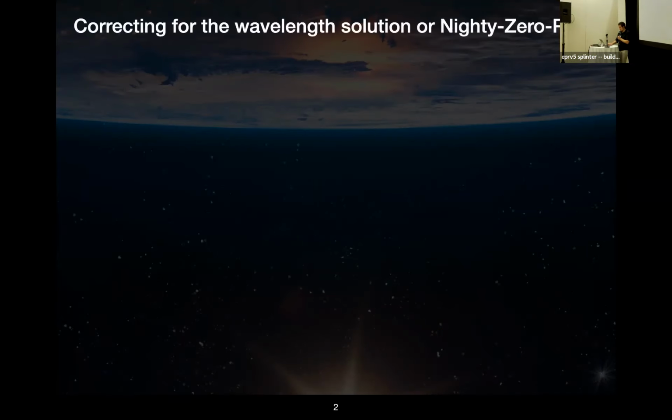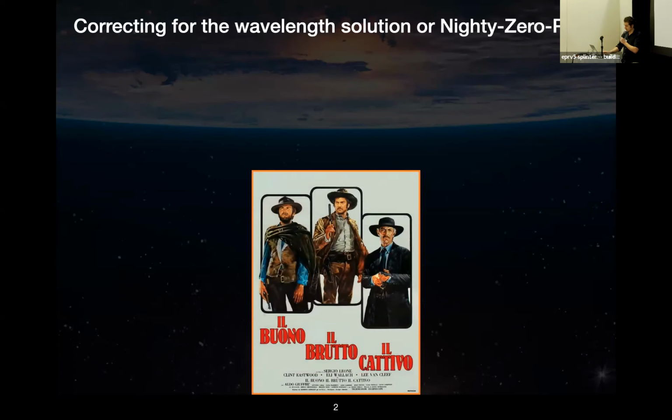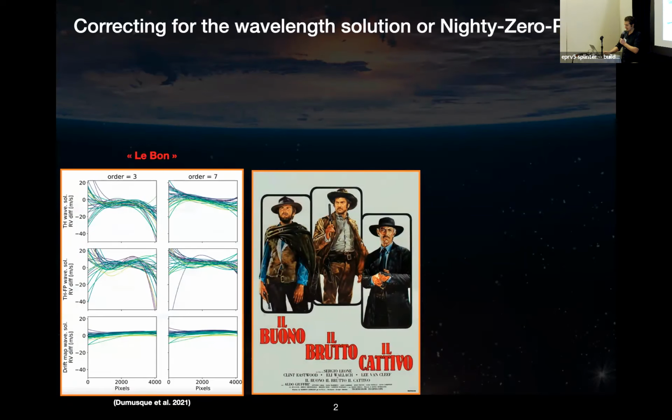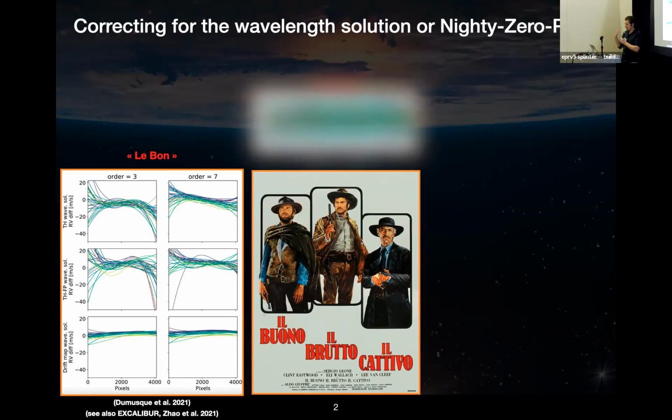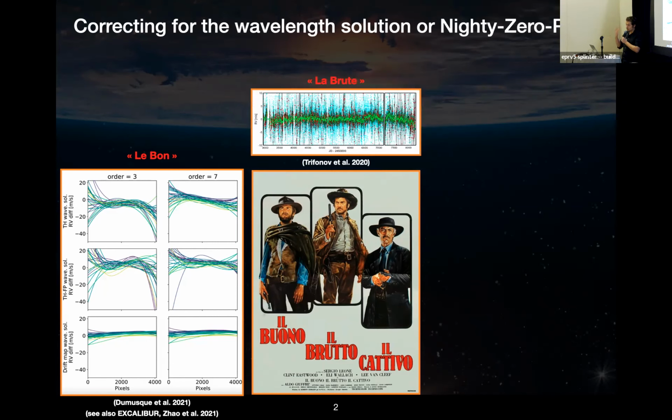There are different ways to correct your wavelength solution. I think there are basically three schools. The good way, which is the one that Xavier just showed, where you really try to improve the extraction of the wavelength solution at the DRS level. Of course, there are different methods, also the way of Lily, Excalibur. This is really good. Then there is the brute way, shown by Trifonov et al. in 2020, where you basically try to average all your stellar observations to somewhat recover your instrumental systematics.